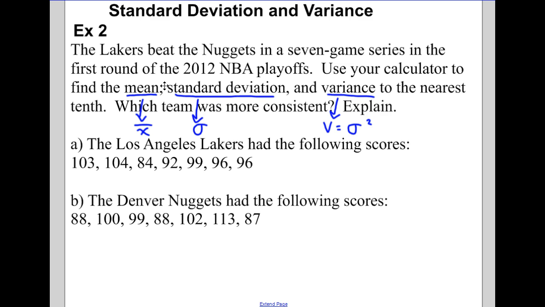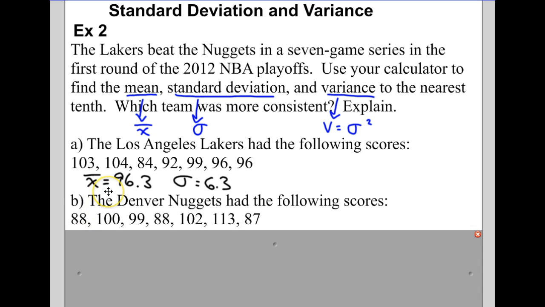So let's figure out what we're supposed to find out. We want to know the mean. Got it. Standard deviation. Got it. Variance. We're just going to need to take that standard deviation and square it. It wants us to round to the nearest tenth. Okay, so those are our values for the Lakers. And to find the variance, you're just going to square that 6.3. Or better yet, keep more digits and then square it.